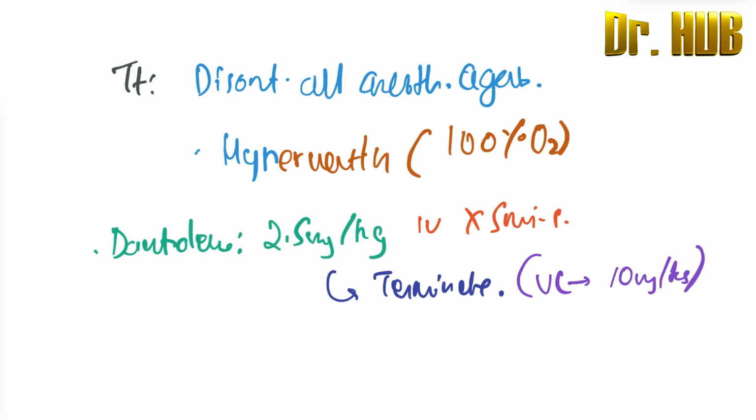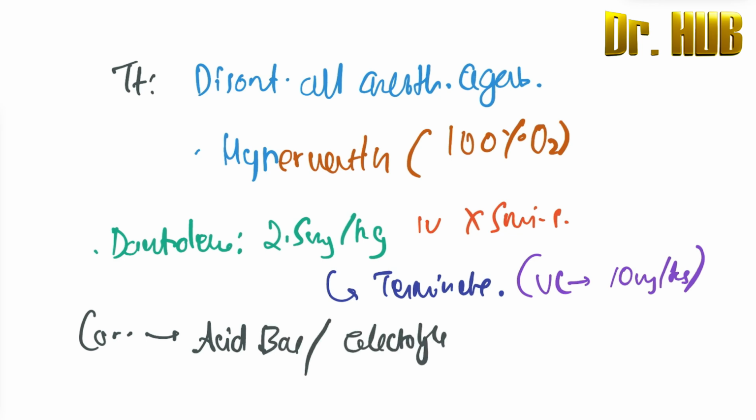Next is the correction of the acid base. You correct the acid base as well as the electrolyte abnormality. Then you cool the patient.